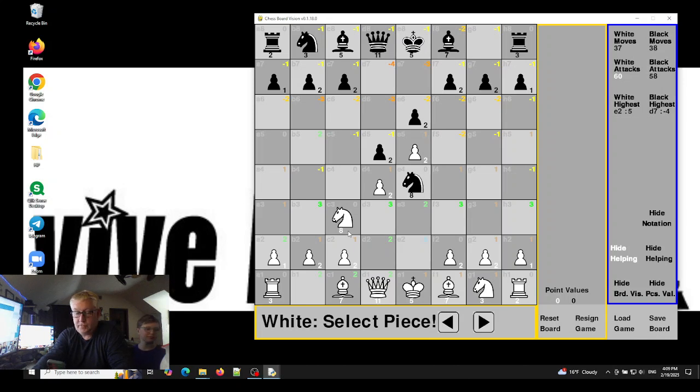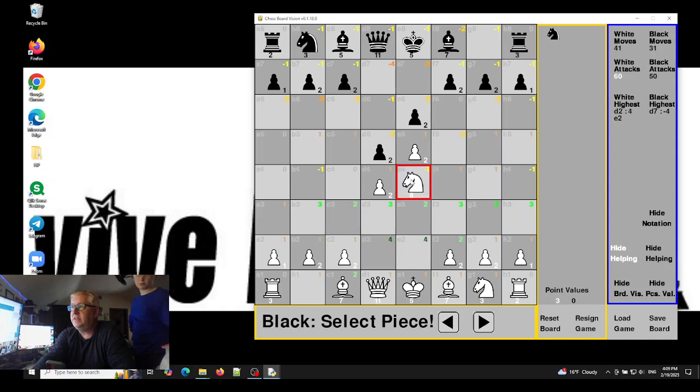Interesting choice, that's what it says: you're playing an early jump to challenge my center. So it responds with knight takes e4. That didn't last long. So it takes, and I think he takes back.